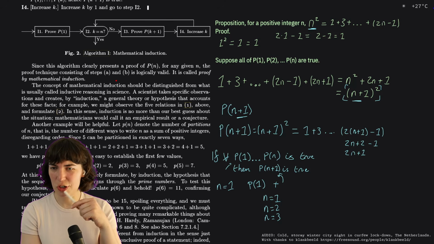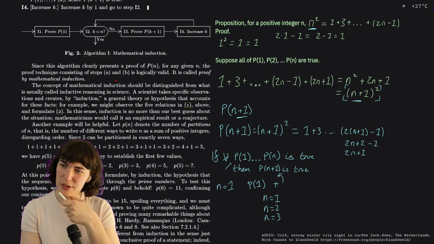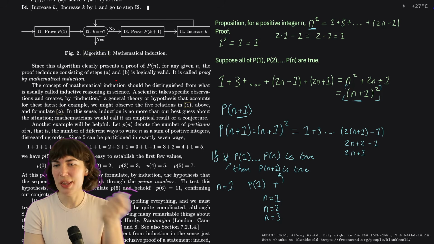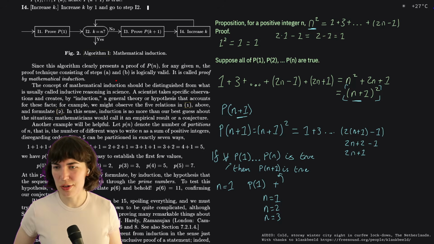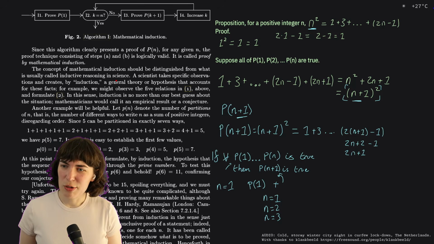Got it. So he's sort of showing why the mathematical induction approach is valid. Oh, and then he says it's called proof by mathematical induction. So, okay, fine. So he's sort of just building that up. The concept of mathematical induction should be distinguished from what is usually called inductive reasoning in science.